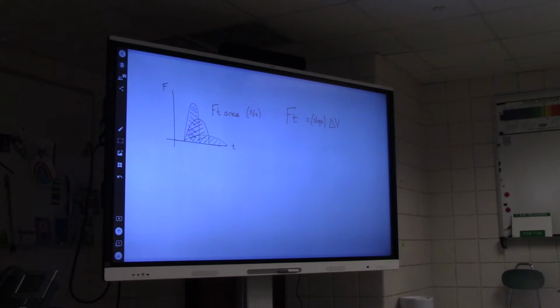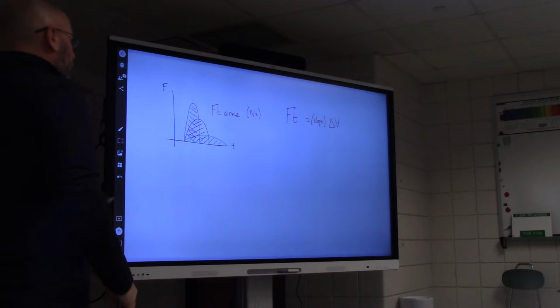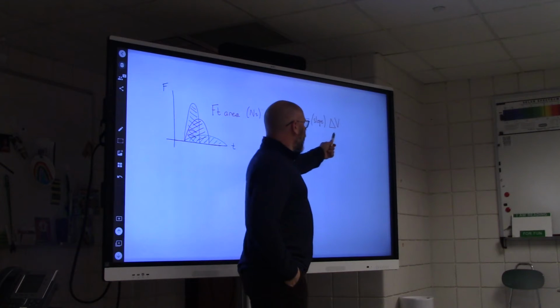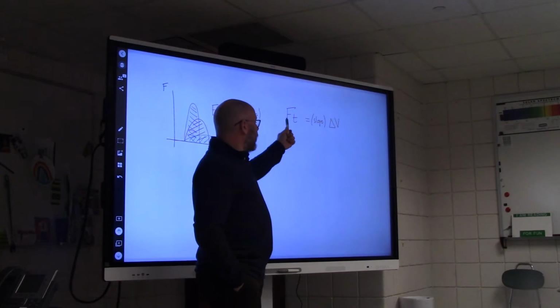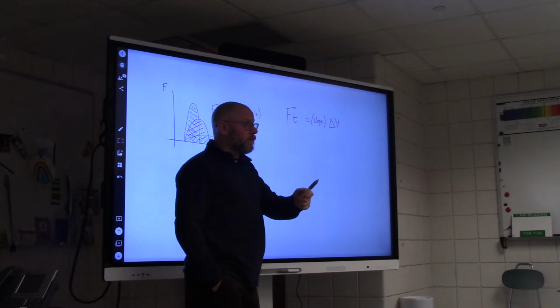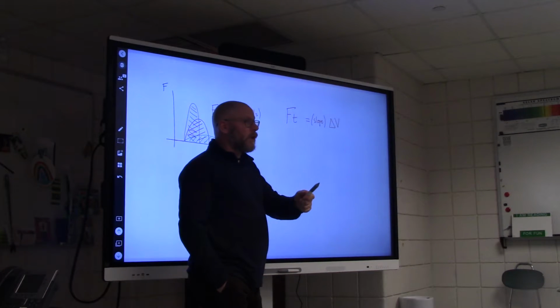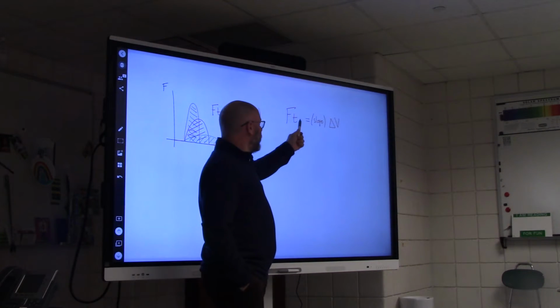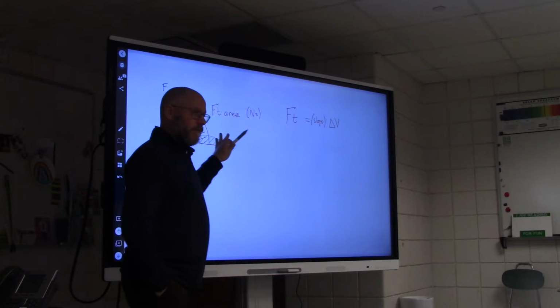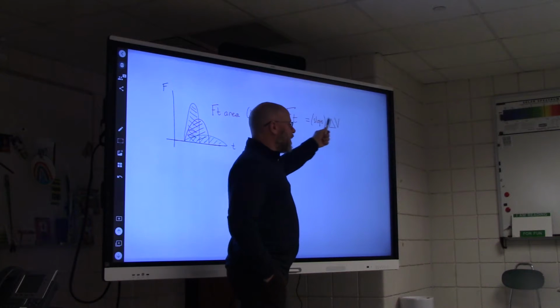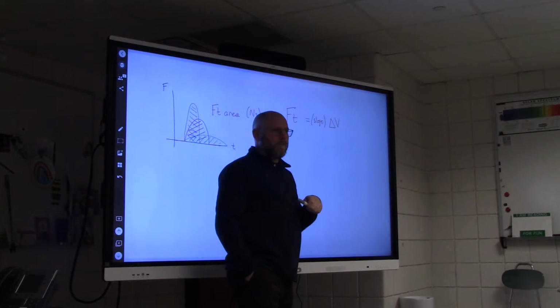Is that cool? And it makes sense that if you want a larger change in velocity, what can you do? You can apply more force, or you can make that force last for more time, because it's the area, as we saw in your lab, it's the area that determines the change in velocity.